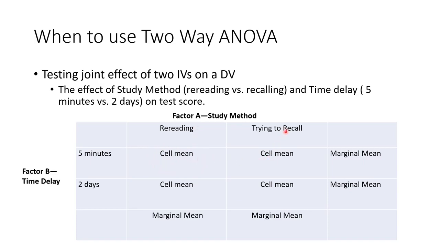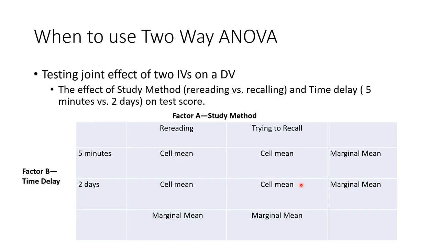Then we would have another group of people, say another 8 people, who would try to study by recalling and then take a test 5 minutes later, and their average would be this cell mean. Then we have a group who studies by rereading but takes a test 2 days later, and all of their scores would be averaged to compute this cell mean. And then we have finally a group that tries to recall as their study method and then takes a test 2 days later, and all of their averaged scores would be this cell mean.